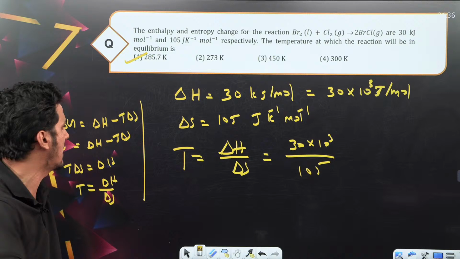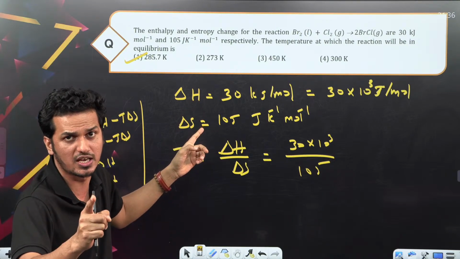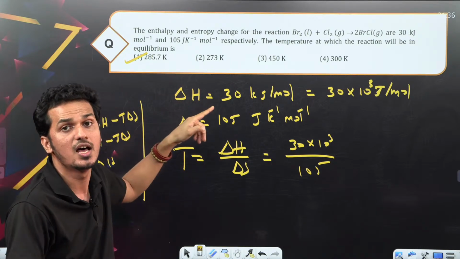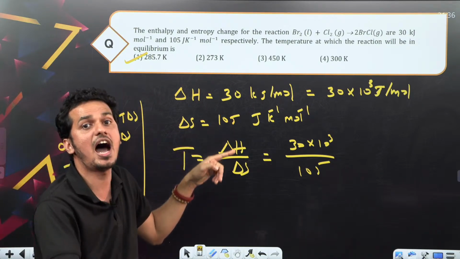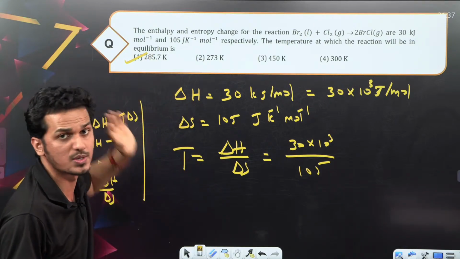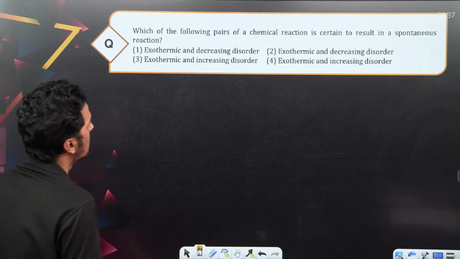From here, one more idea you can see. Here delta H is positive, delta S is positive. So at equilibrium the temperature is 285.7. The reaction becomes spontaneous at a high temperature. That means above 285.7, the reaction will be spontaneous. Don't forget it. Okay, so we can move to the next question, guys.